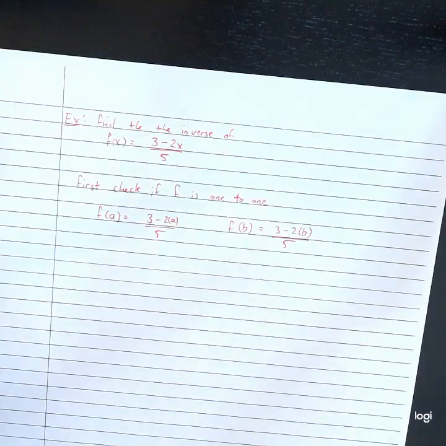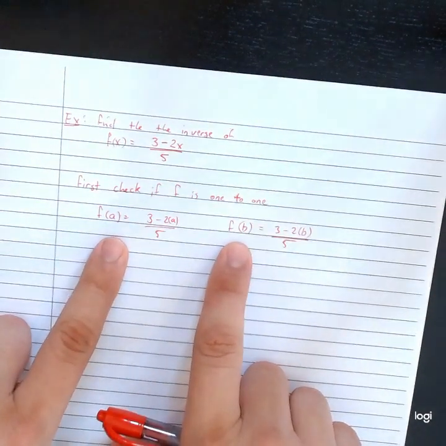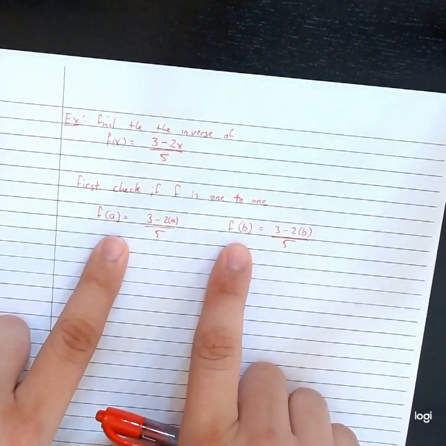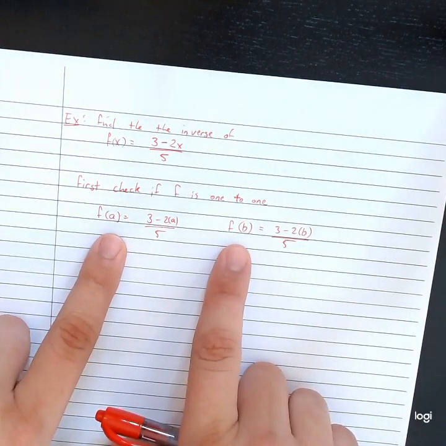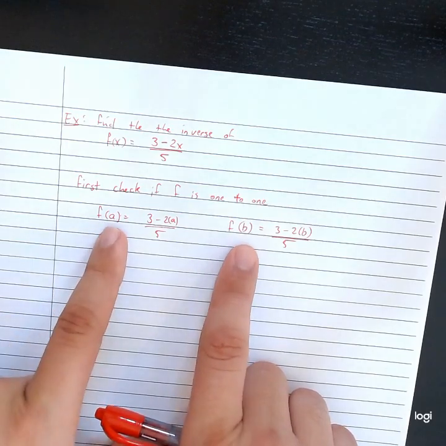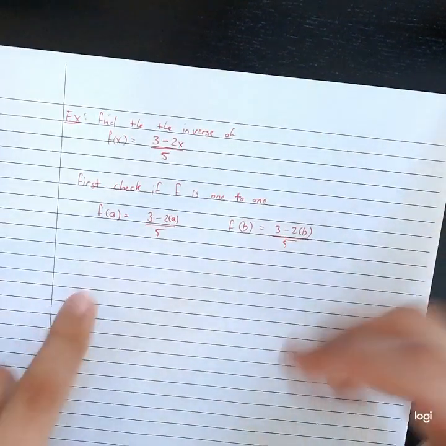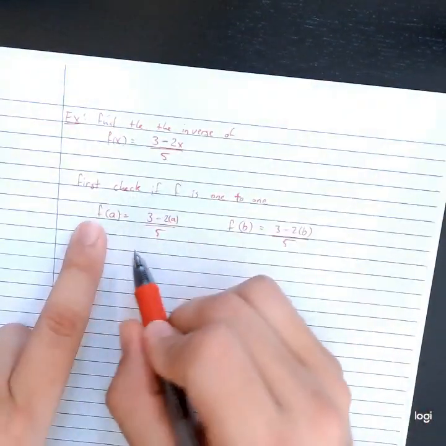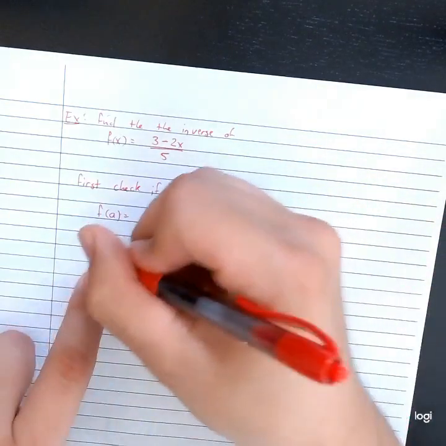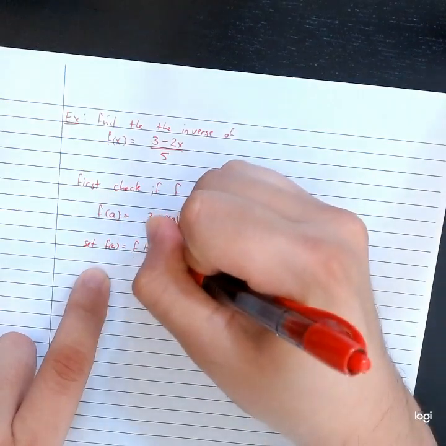Okay. What I want to do now is I want to say, okay, let's say that these two are equal to each other. If that forces a and b to equal each other, then that satisfies our definition of one-to-one. But if this can equal that, but a and b can be different, well, then that would not be one-to-one. So let's go ahead and check that out. Here we're going to say, okay, let's take f of a and set it equal to f of b. So set f of a equal to f of b.